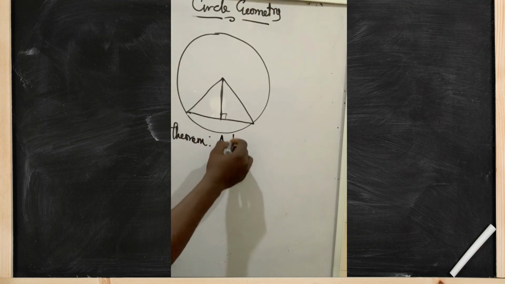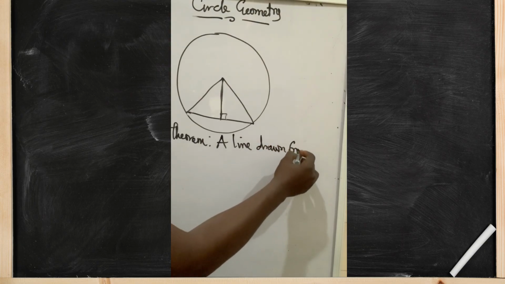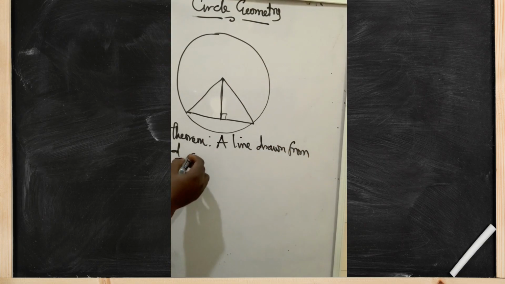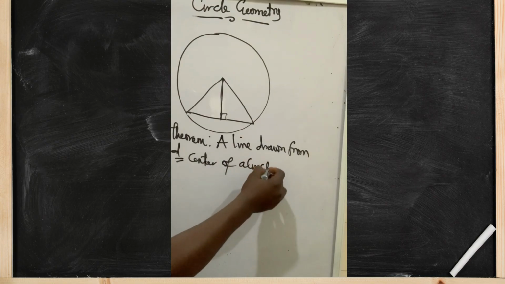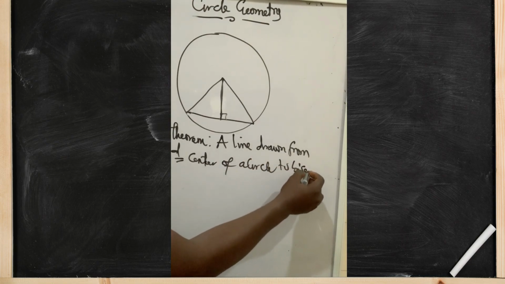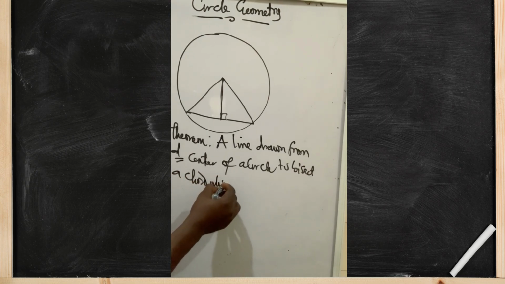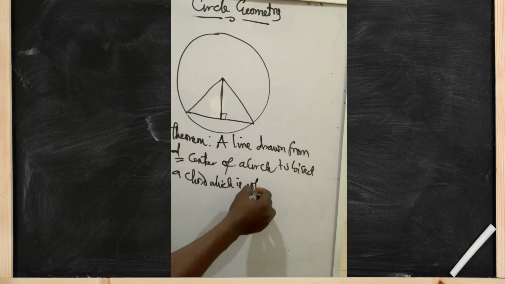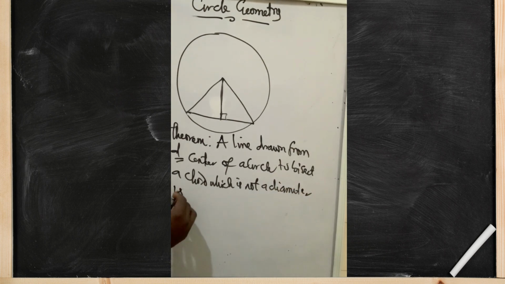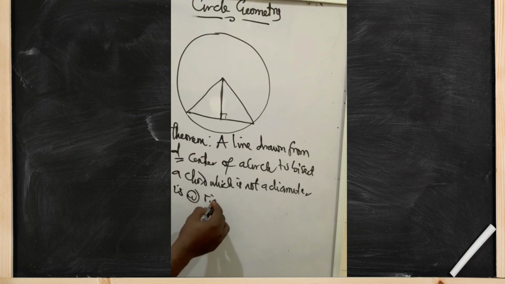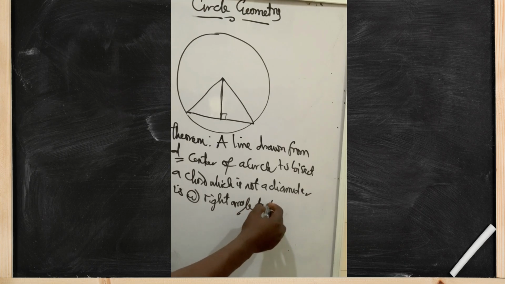A line drawn from the center of a circle to bisect a chord which is not a diameter is at right angle to the chord.